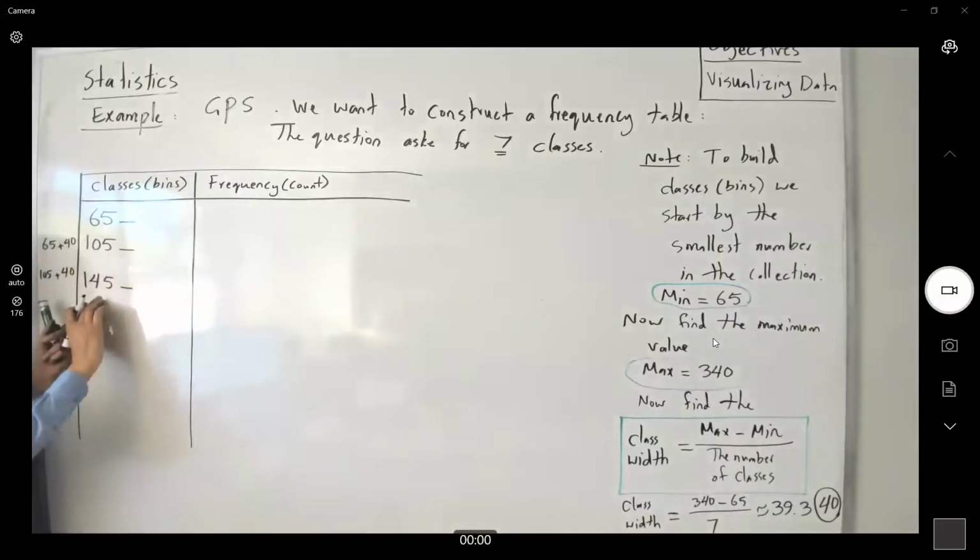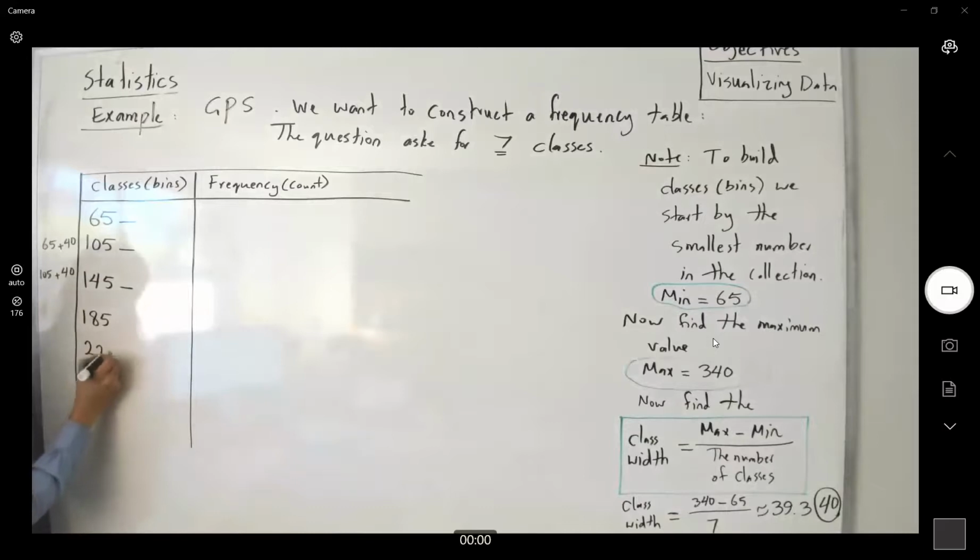Okay. After 145, what do we have? We have 185. Then we have 225. The next class starts at 265, and the last class starts at 305.